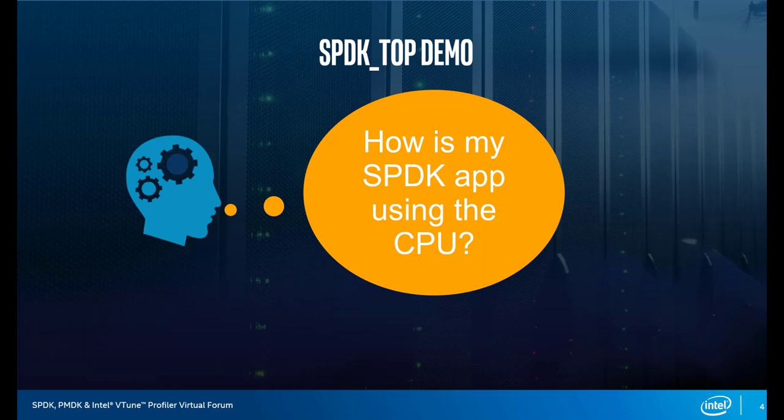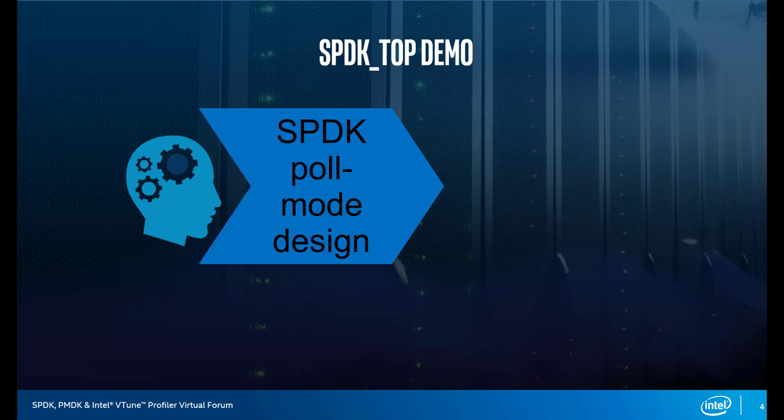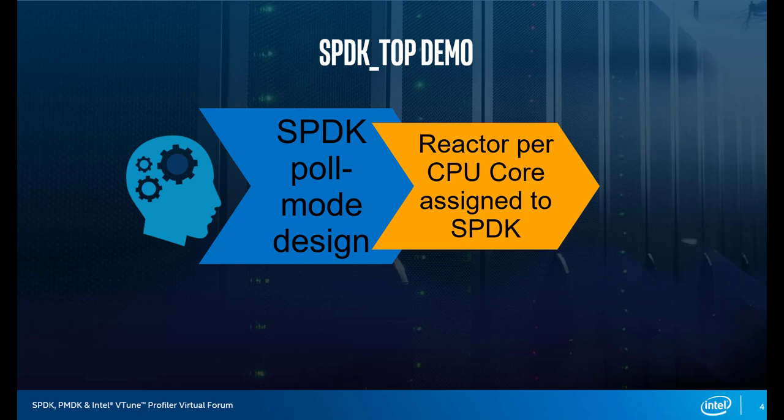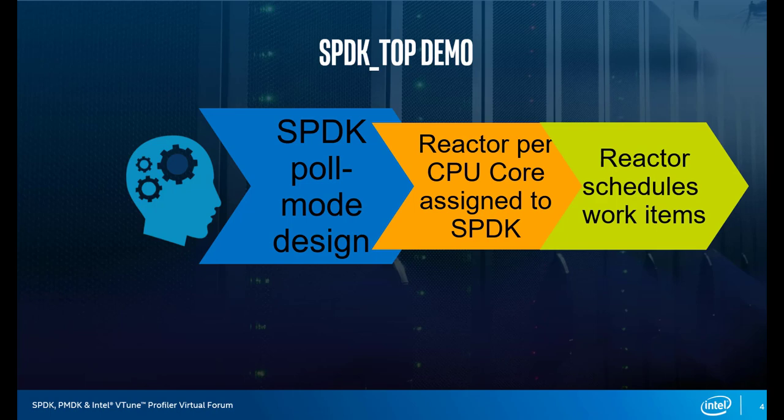SPDK uses a poll mode design, and what that means is when you launch an SPDK application and you assign it a couple of CPU cores to use, the SPDK application will launch a reactor on each of the CPU cores that you've assigned it. And it's that reactor that is in charge of scheduling SPDK work items such as pollers and the SPDK lightweight threads to run on those CPU cores.